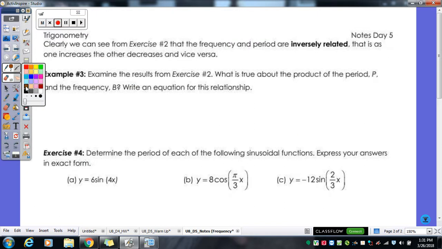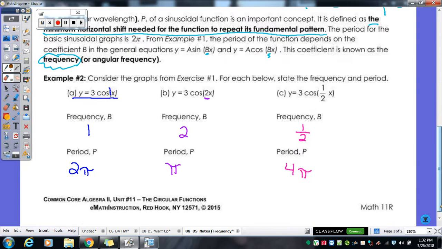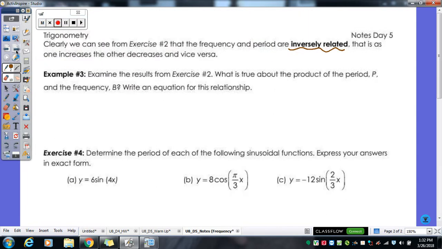So what ends up happening is between your frequency and your period, they are inversely related. So what that means is as one value increases, the other value decreases because it's always got to equal the same amount. So if we look back again, as I increased my frequency from 1 to 2, my period had to decrease. But then once my frequency decreased, like if I went from 1 to 1 half, my period then had to increase. So as one's going down, the other one has to go up because ultimately they always have to equal that 2 pi.